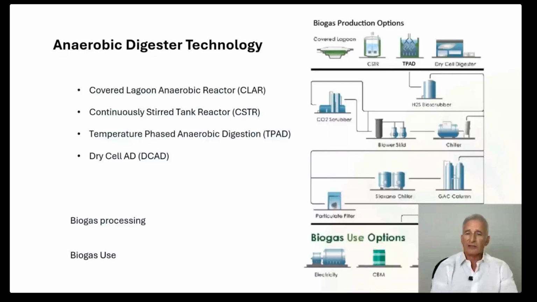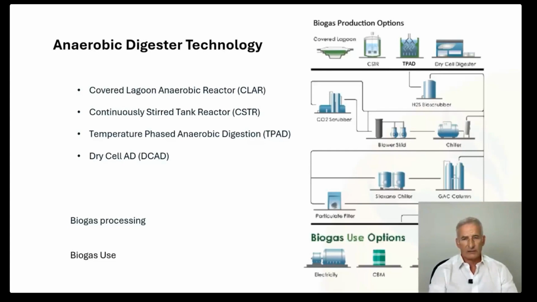And finally, the dry cell anaerobic digester. We won't be dealing with the other items listed on the diagram, other than to mention that these are techniques for conditioning biogas before it can be used. Once it's been cleaned and prepared, biogas can be used to generate electricity or heat, and used as a vehicle fuel in the form of compressed biomethane.